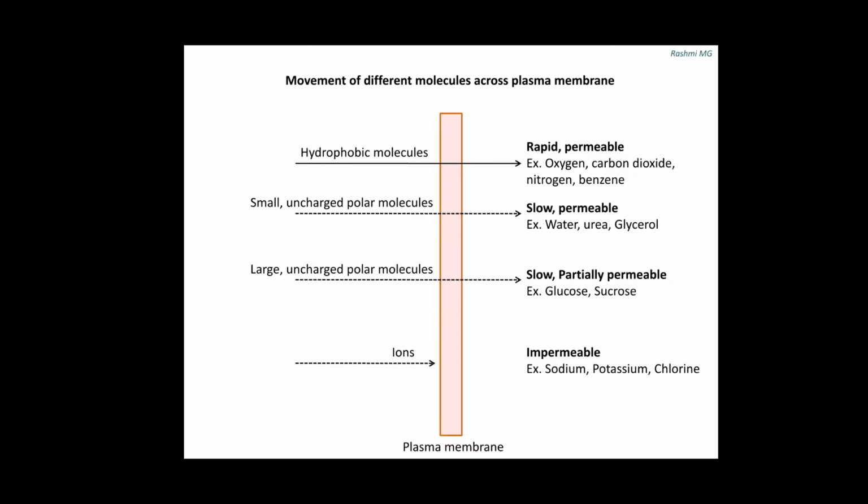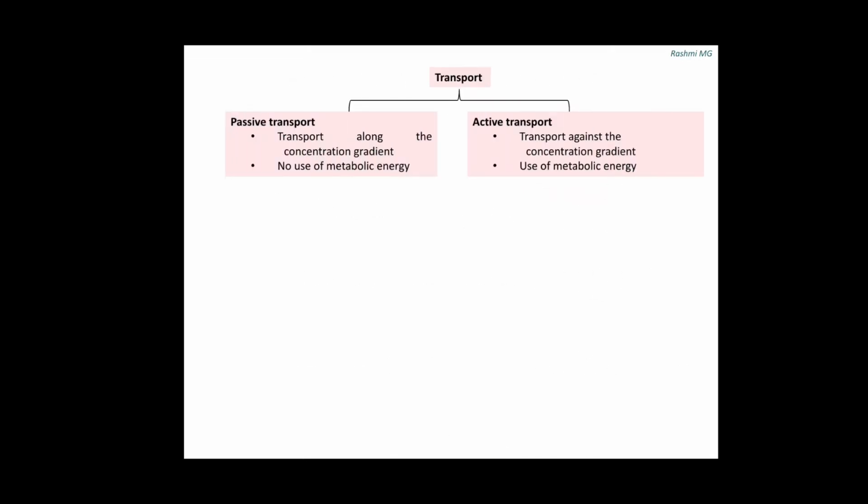The characteristics of lipid phase diffusion and protein mediated transport are basically different. Transport across the plasma membrane is of two types: passive transport or active transport. Passive transport. Passive transport occurs along the concentration gradient and without the use of metabolic energy.